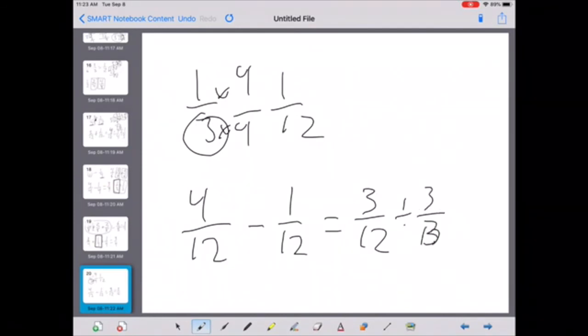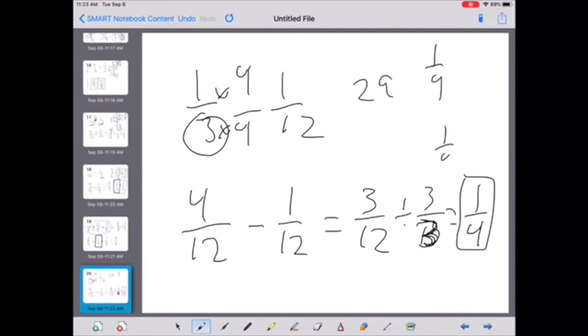Or you can say, what does 3/12 equal? I need to reduce by dividing by the same number. 3 divided by 3 is 1. 12 divided by 3 is 4. Sorry, that got bad. That should be a 3. 1/4. So I have 2 blanks for 29, guys. They're the exact same answer. 29 equals 1/4, and the next line it equals 1/4.